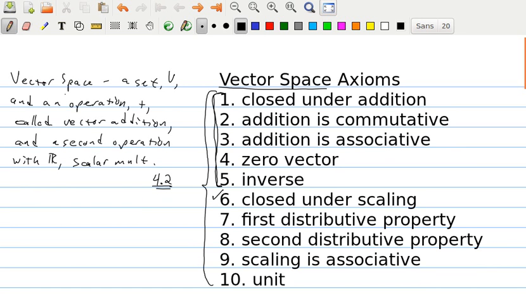Next up, the first distributive property. When dealing with vector spaces, there are actually 2 different ways that we can have distributing, and both of them have to work. So let's look at the first distributive property. The first distributive property shows that scalar multiplication distributes over vector addition. So we'll let c be a real number, and we'll take 2 vectors in the vector space.